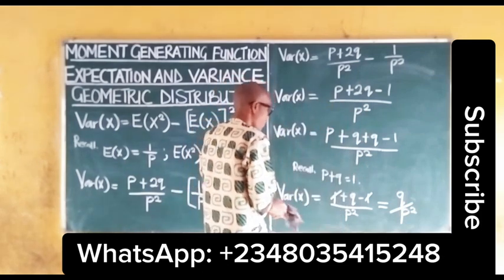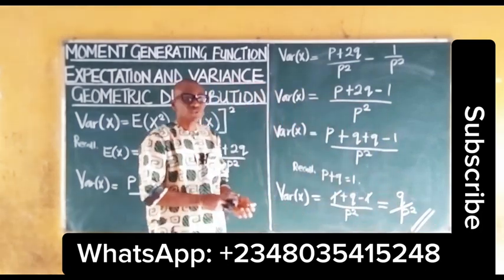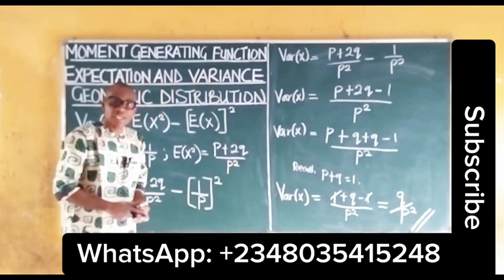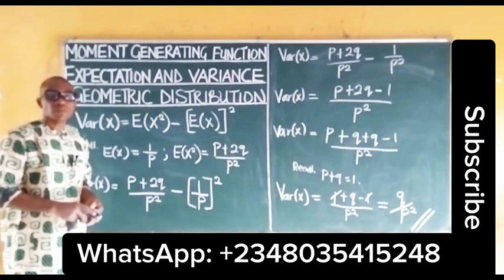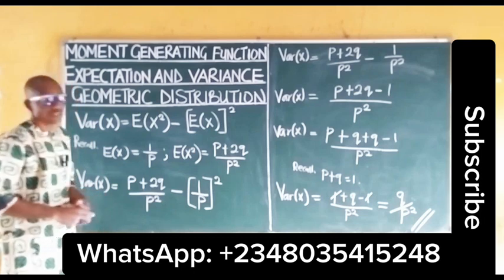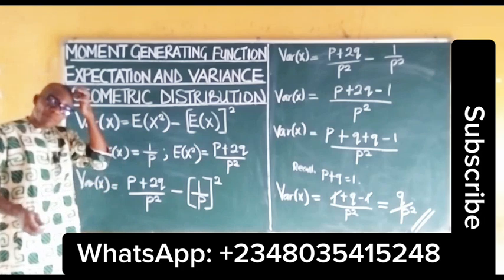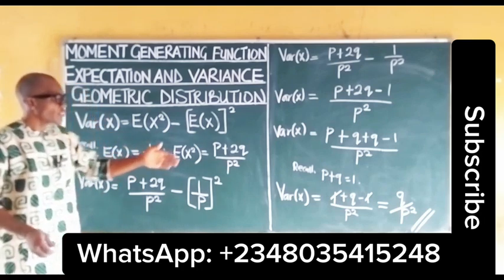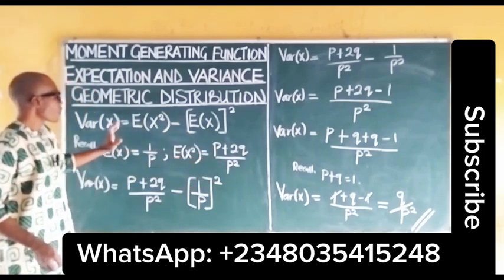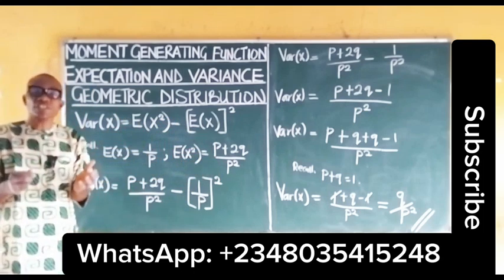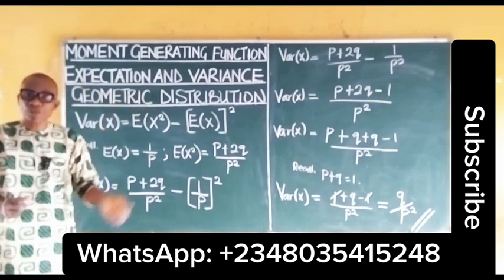So this becomes our variance, which is q all over p squared. So this is how we can obtain the variance for the geometric distribution of the moment generating function. We've obtained the expectation, we've also obtained the variance. The variance is q all over p squared. When we follow this procedure, it will be very easy for you to compute the variance of the moment generating function.